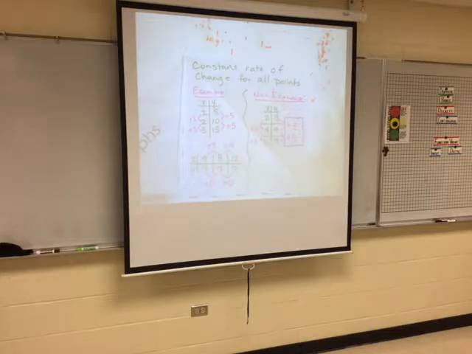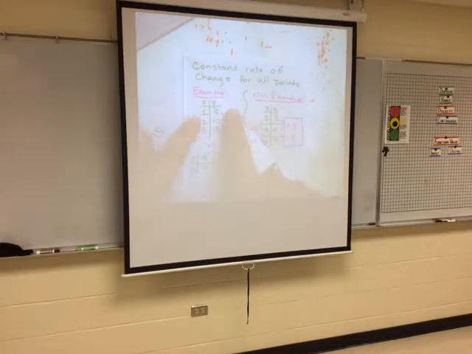And like I said, we're going to come back to this idea, this constant rate of change. Or another way to say rate of change is slope, right? We're going to come back to this idea in a few weeks. But I want you to know that we can tell from a table if all of my changes are the same, then we have a line.